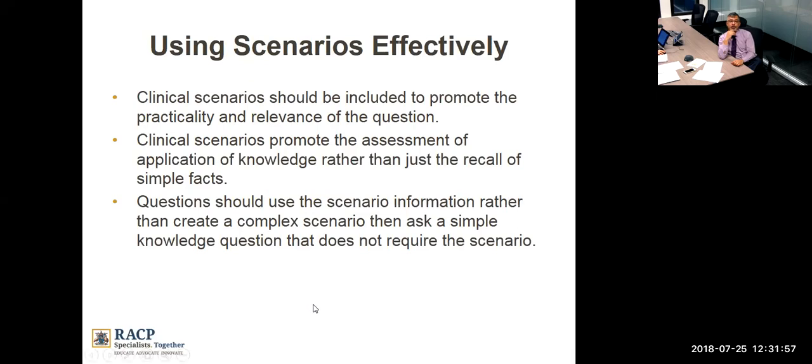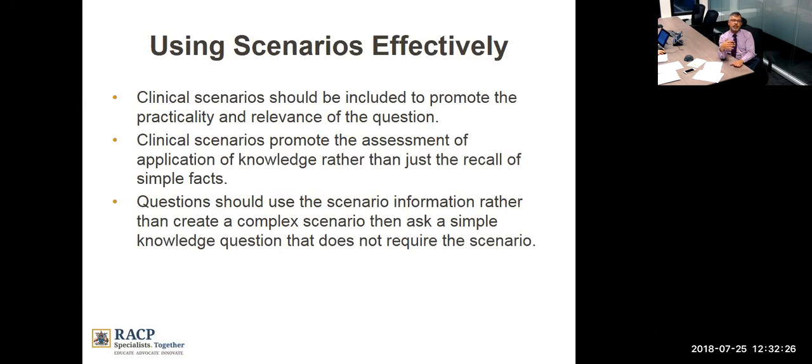The next point is about using scenarios effectively. We mentioned that scenarios are really good to promote practicality and relevance, and they make it easier to write application questions. Clinical scenarios are really good to talk about the application of knowledge more than just simple facts, but sometimes you've got to make sure that the scenarios aren't too complex to assess what you really want to assess.